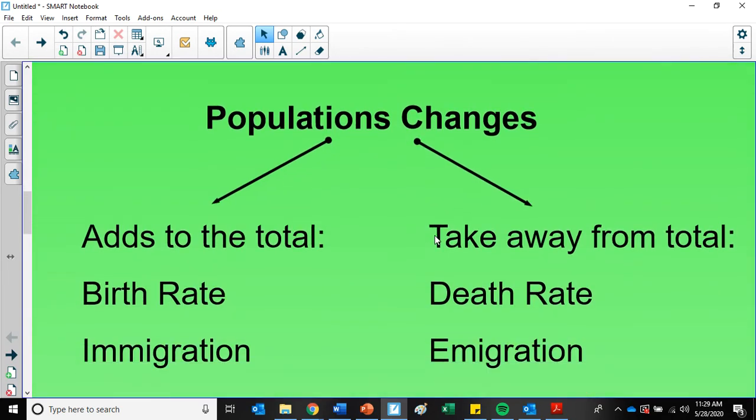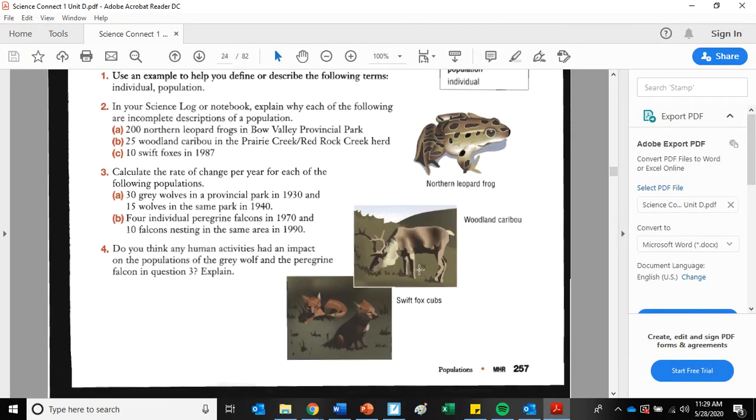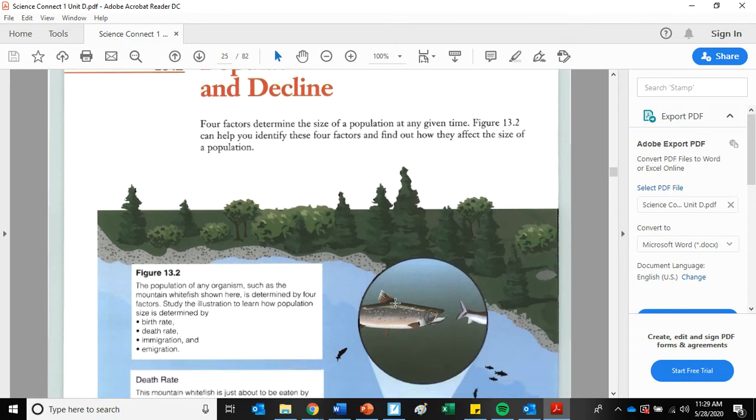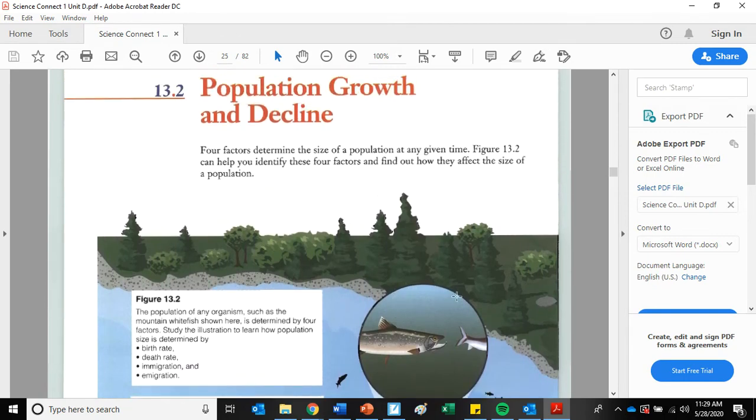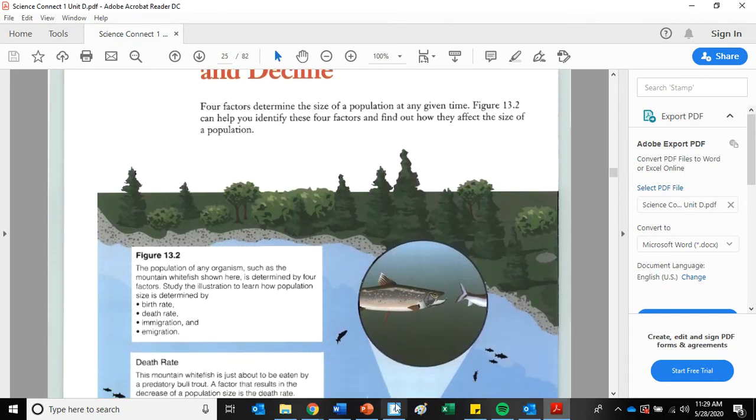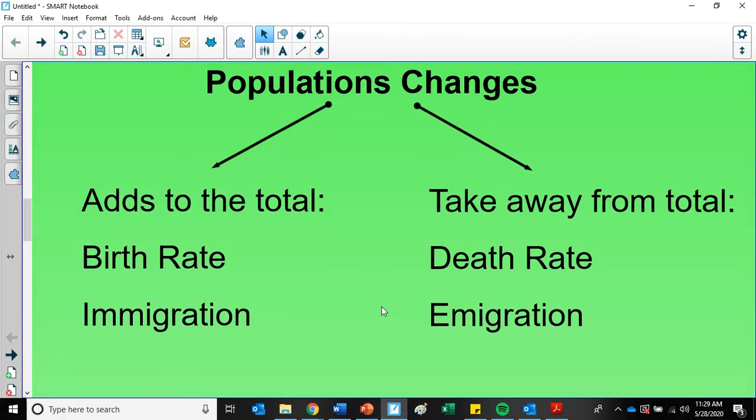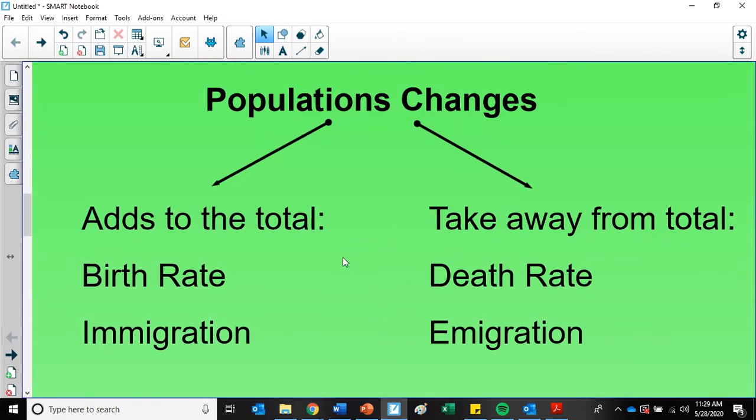So now we move on to population changes. We practiced with populations. Please go back to your textbook at populations. Now we're going to talk about how populations actually grow and die. And that's what we see here. When we have our notes, please draw this whole graphic into your notes or your study sheet because it helps organize how populations change. On one side, some that add to the total population. On the other side, some that take away from the total population.